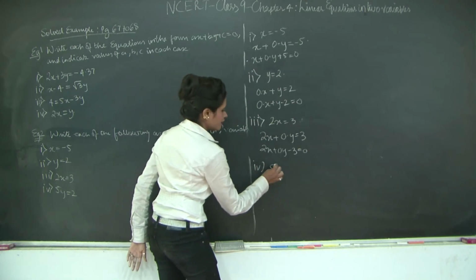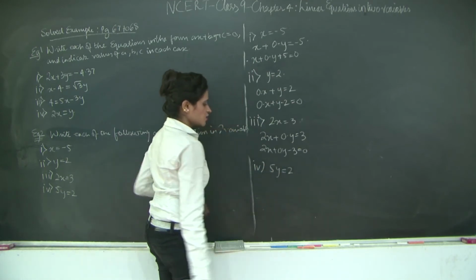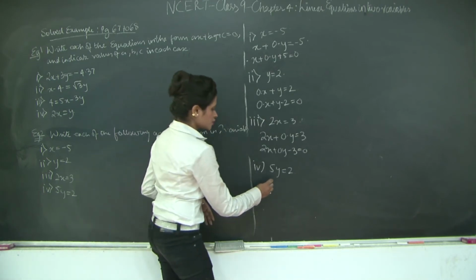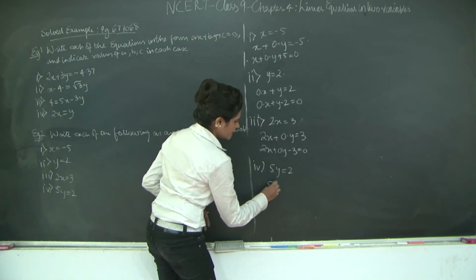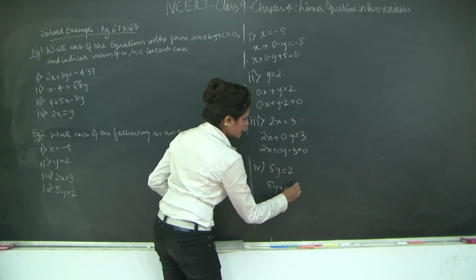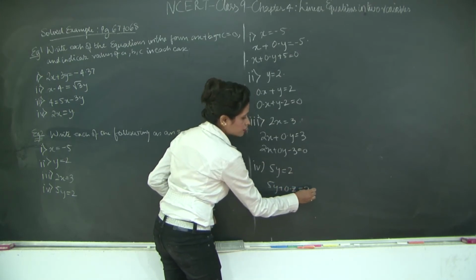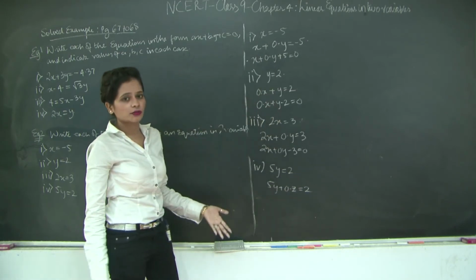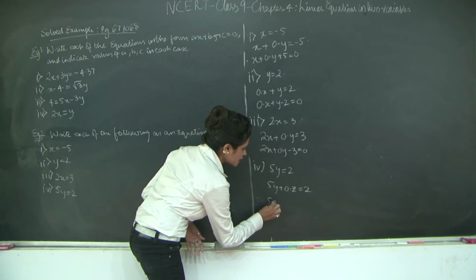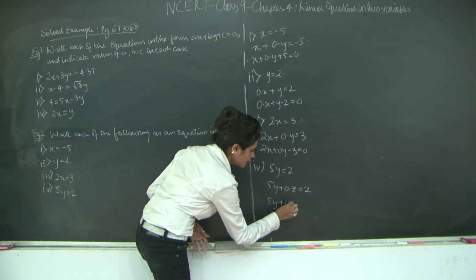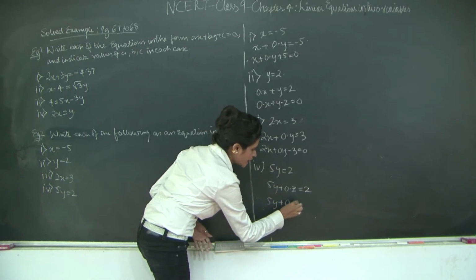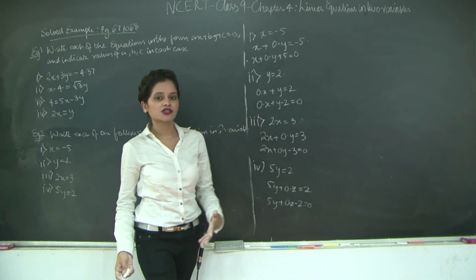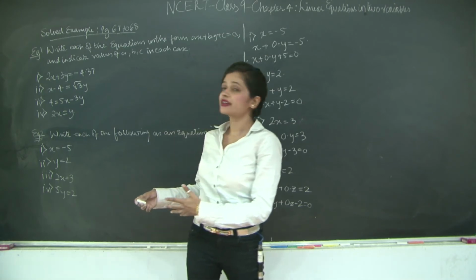And 5y is equal to 2. So it's not necessary that you use only x and y. You could use any other variable. So you can just say 5y plus 0 into z is equal to 2. Right? Because even z is a variable. It's not that you just have to keep using x and y. So this can be further rewritten as 5y plus 0z minus 2 is equal to 0. So with this we complete the solved examples on page 67 to 68.